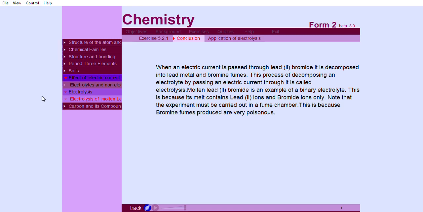Molten lead-2 bromide is an example of binary electrolyte. This is because its melt contains lead-2 ions and bromide ions only. Note that the experiment must be carried out in a fume chamber. This is because bromine fumes produced are very poisonous.